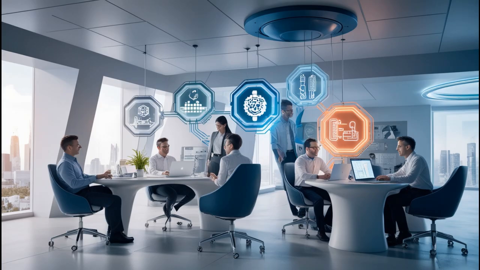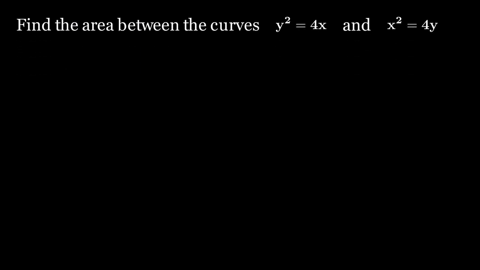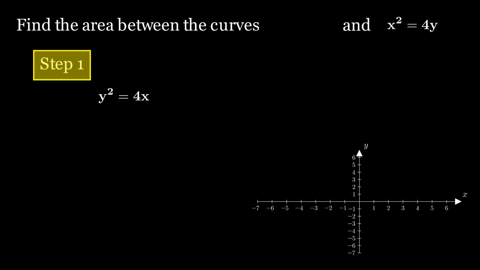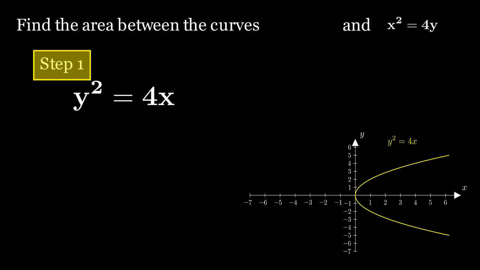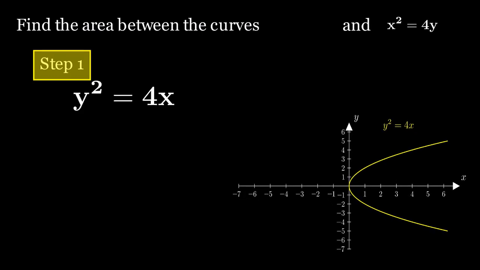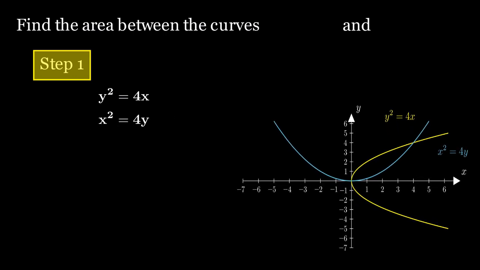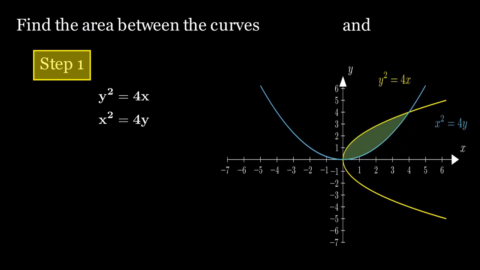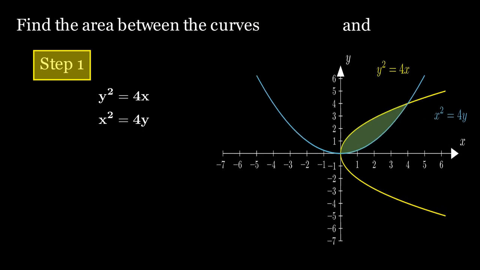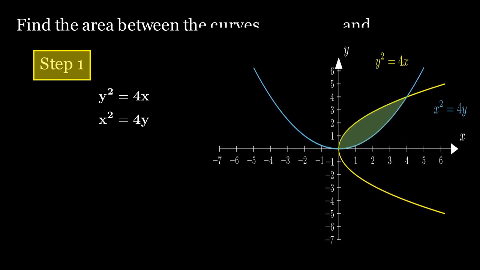In today's video, we'll tackle an exciting mathematical challenge, calculating the area enclosed between two fascinating curves. The curves we'll be working with are y squared equals 4x, a parabola that opens to the right, and x squared equals 4y, a parabola that opens upward. Our mission? To determine the total area of the region enclosed between these two curves. Let's dive in and break it down.